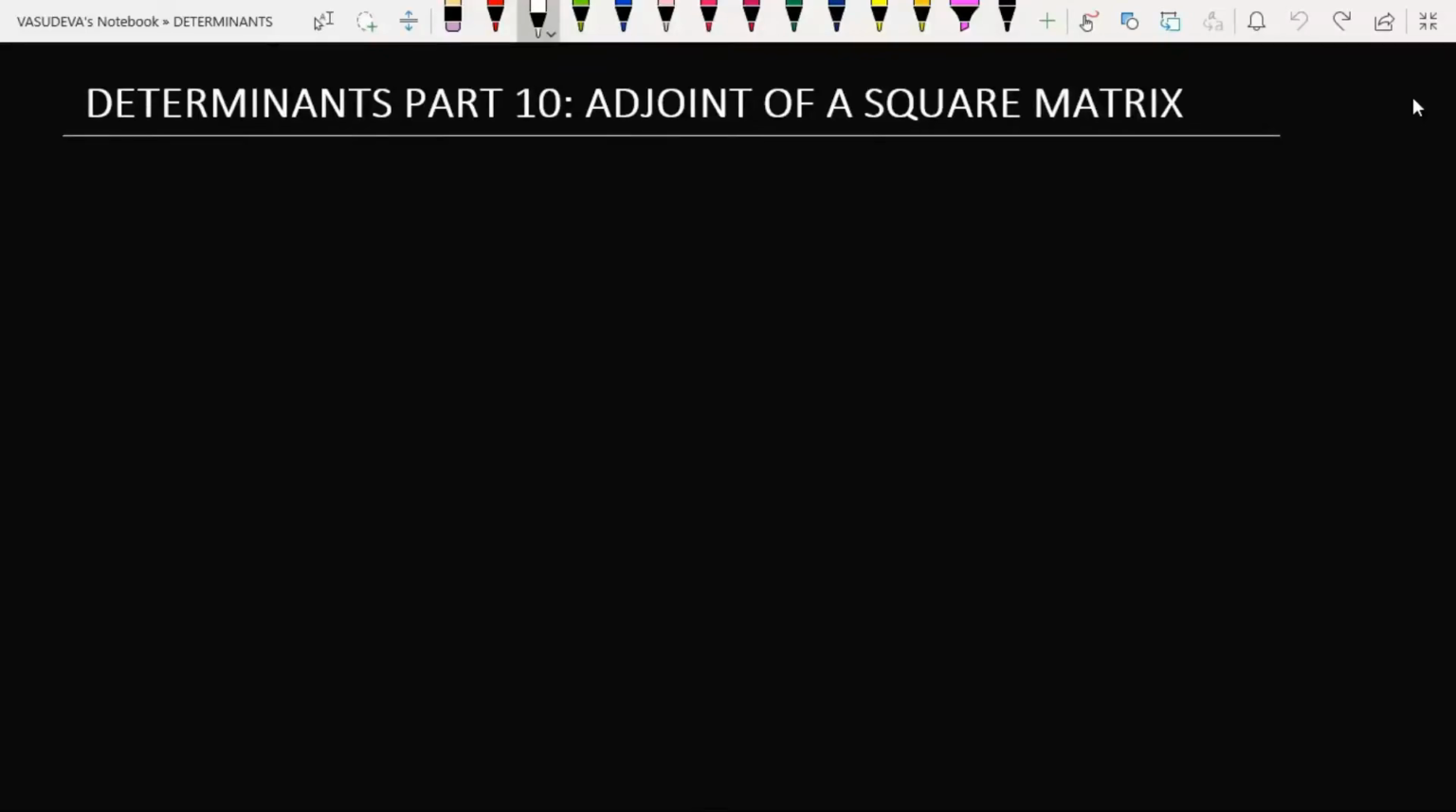Students, this is Determinants part 10. In this session, I am going to discuss adjoint of a square matrix.